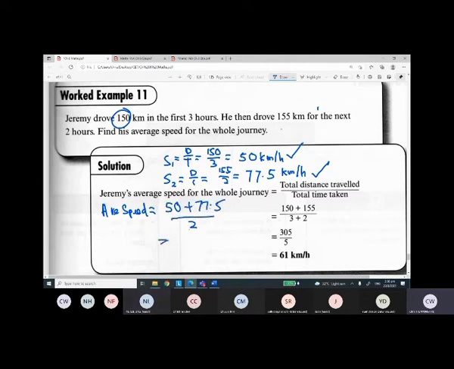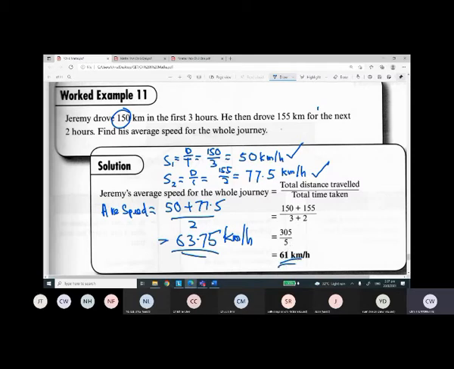Can you take out a calculator, everybody? 50 plus 77.5 divided by 2. You get 63.75, isn't it? Is it correct? Yeah. Actually, this is another way of doing it, but apparently the answer is slightly different. One is 63.75, one is 61, right? But they're very close, okay?